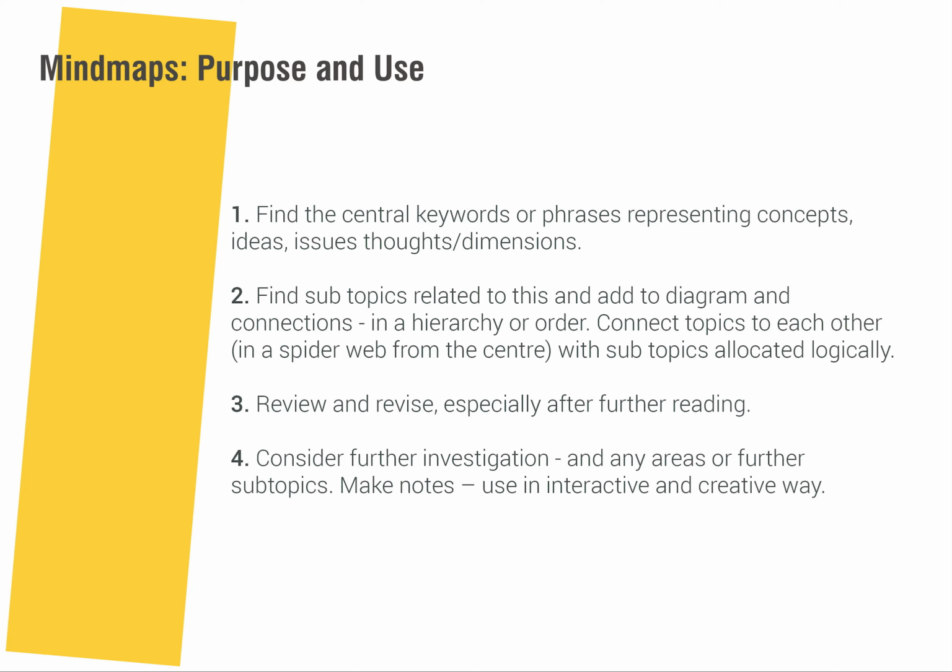So step 2 is to find subtopics related to this and then to add those to the diagram and show the connections but in a hierarchy or order. So the first phrase or keyword can have multiple subtopics, and each of those can have multiple subtopics. So you connect the topics to each other in a spider web from the center with the subtopics allocated logically.